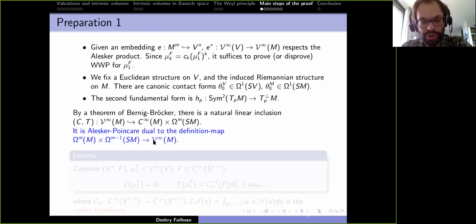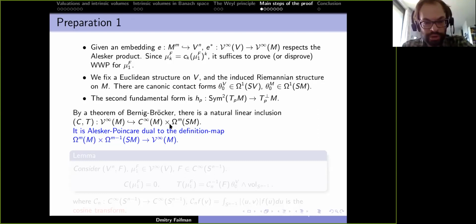Recall that a valuation is given by a pair of forms, the form on the manifold and the form on the sphere bundle. And we also have the Lefschetz-Poincaré duality, which tells you that valuations are essentially dual to themselves. So if you take the dual of this map, you obtain this map. The result of Bernig and Bröcker describes precisely which pairs you get, but it's not important for us right now. So a function and an m-form on the sphere bundle. A valuation can be described by this pair.